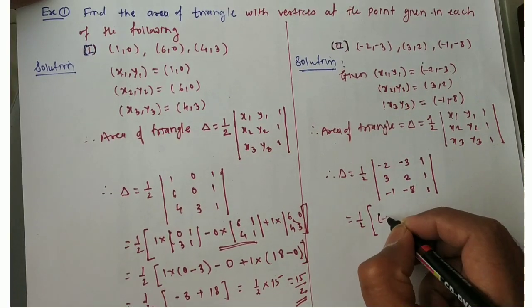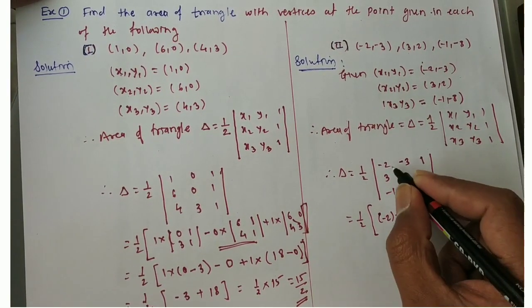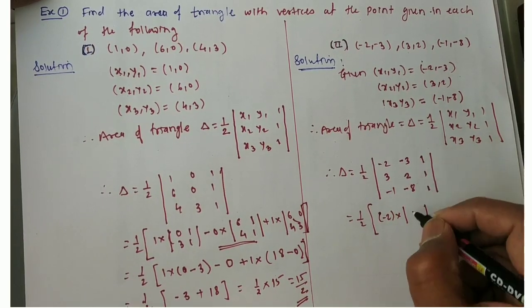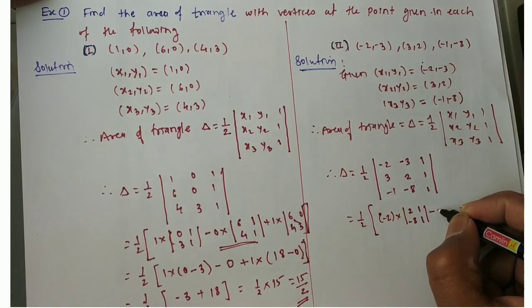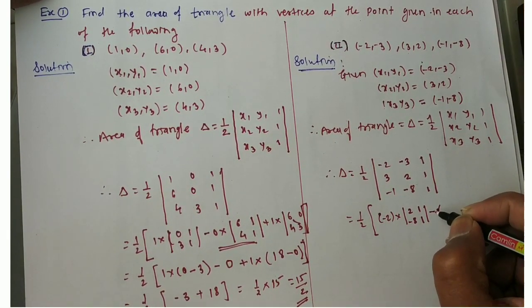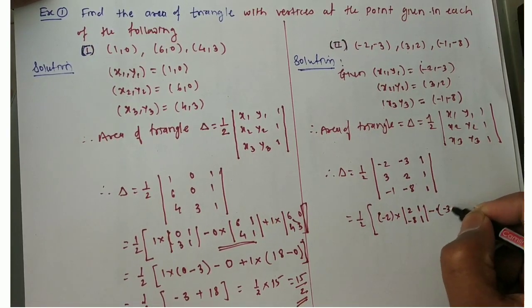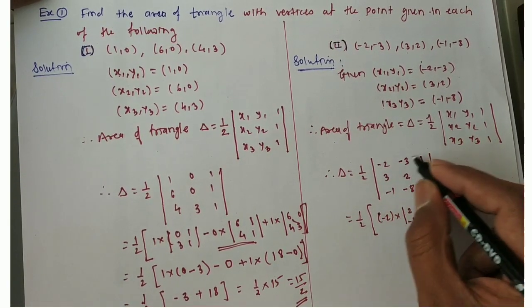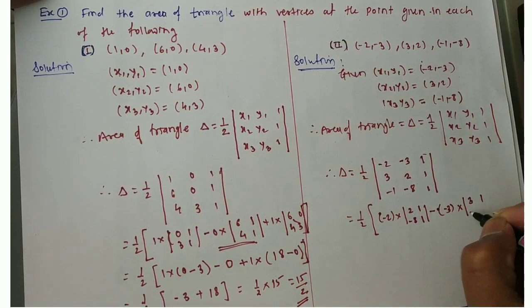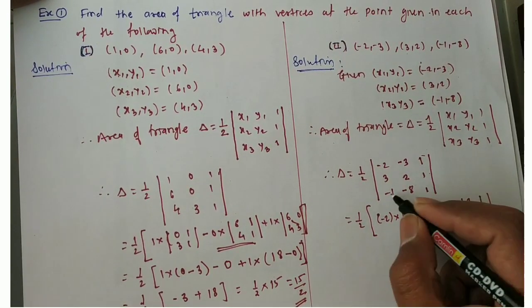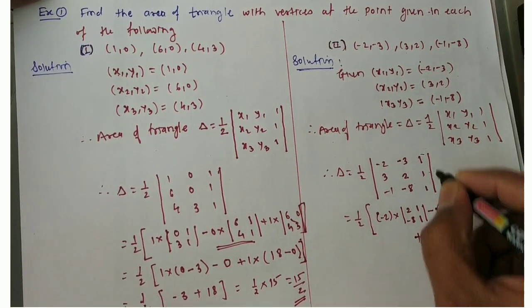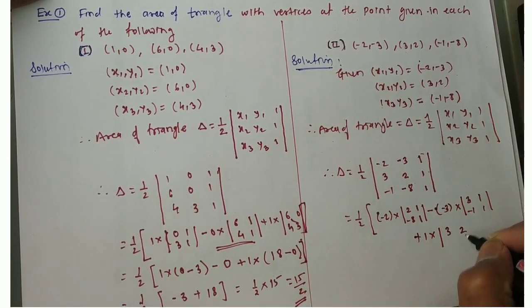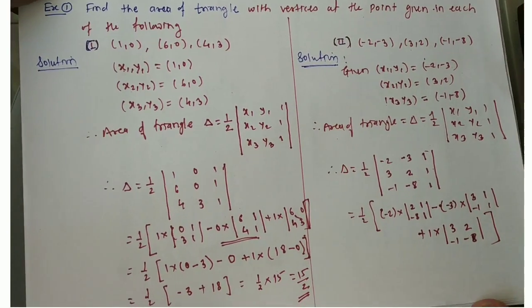Now evaluate this, 1 by 2 into. The first entry is minus 2, so minus 2 into the determinant where this row and column get eliminated, leaving 2 1, minus 8 1. Now minus for the determinant. The second entry is minus 3, so minus 3 into the remaining 3 1, minus 1 1. And now plus 1 into the last entry's determinant, 3 2, minus 1 minus 8. So evaluate this determinant.